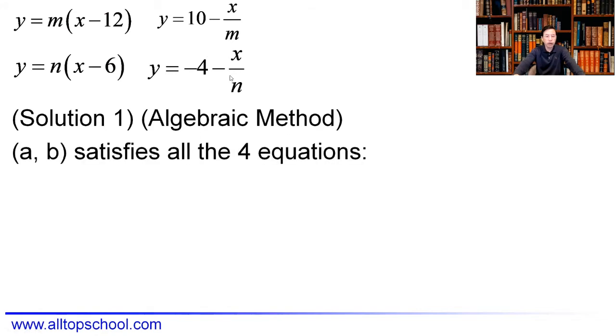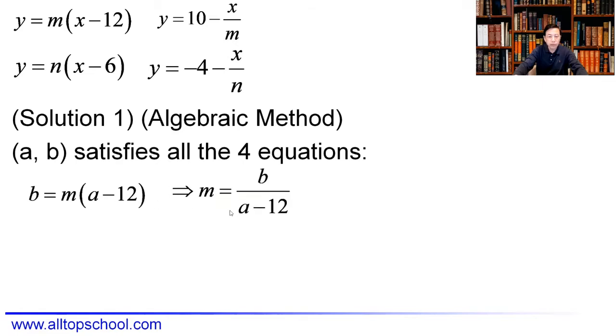A and B satisfy all four equations, so we can plug A and B into the equations. For the first one, it becomes b equals m multiplied by (a minus 12). From here, we can solve for the slope m directly, because we want to eliminate it. Then for the second line, plugging a and b in, you get b equals 10 minus a over m, so we can solve for m as well.